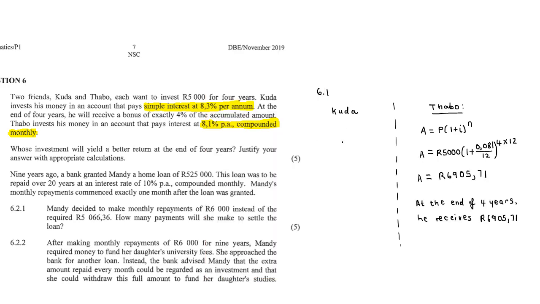Now let's move on to the other friend. Now remember that he is gaining simple interest, so we need to use the simple interest formula, and that's going to be A equals P times (1 + i times n). He also invests the same amount of 5,000 Rand. That's 1 plus, well, his interest is 8.3%, which is going to be 0.083 per annum. So we're not dividing this by anything. And he's going to do this for exactly 4 years.